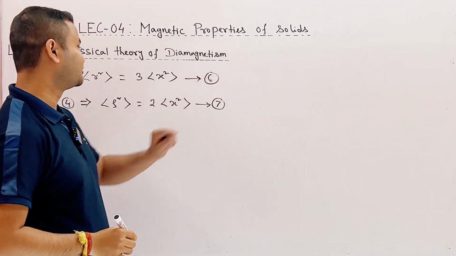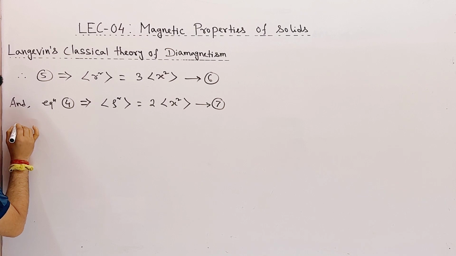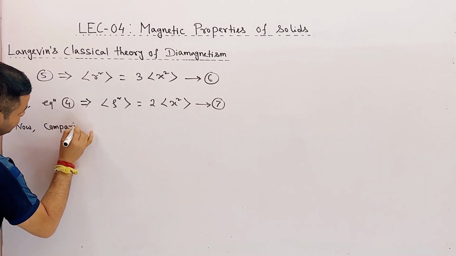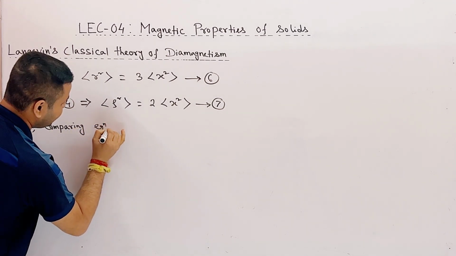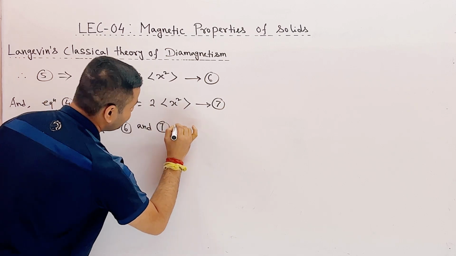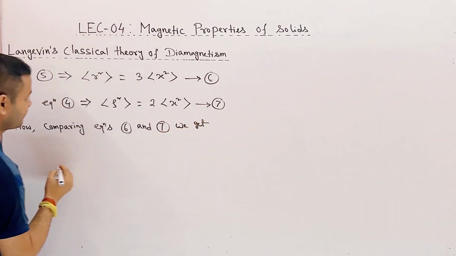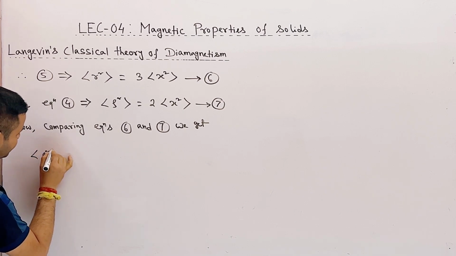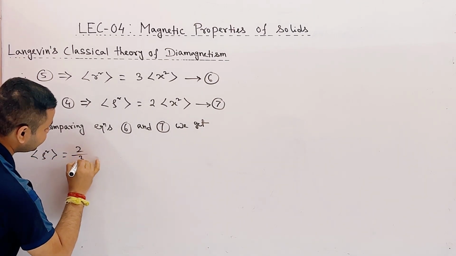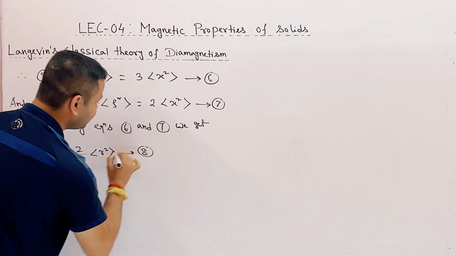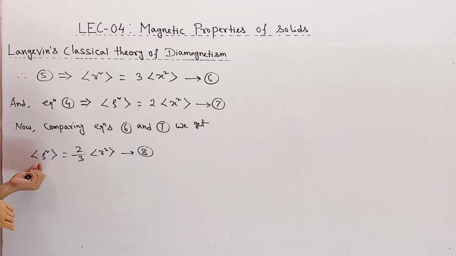Now comparing equations 6 and 7, we get average value of rho square is equal to 2 by 3 into average value of r square. Suppose this is equation number 8. Now let us substitute the value of average value of rho square in equation number 3.